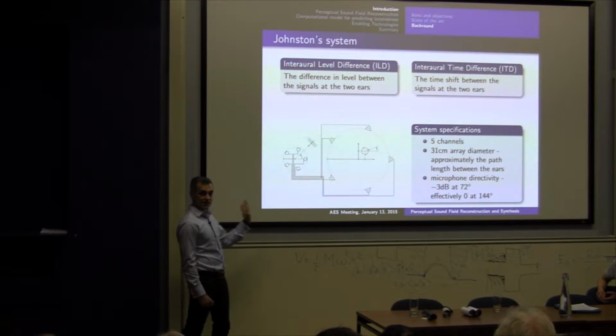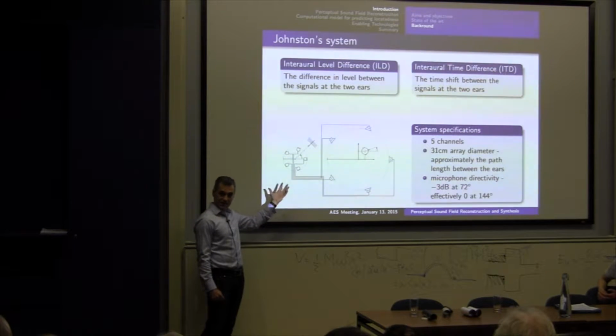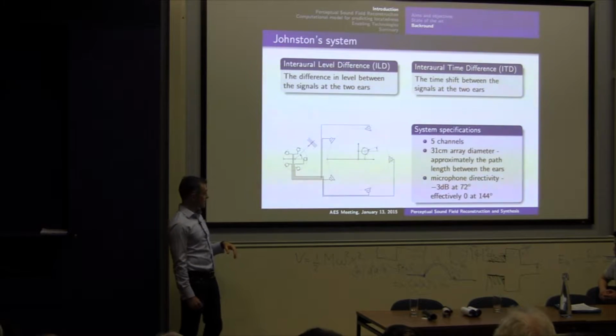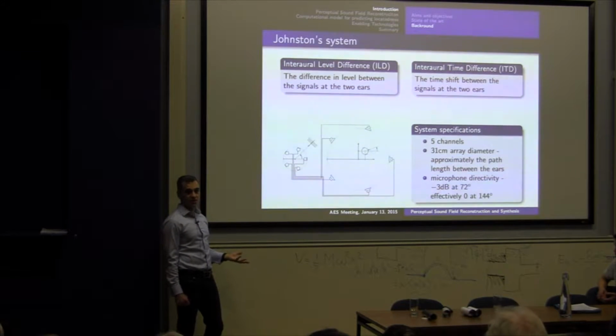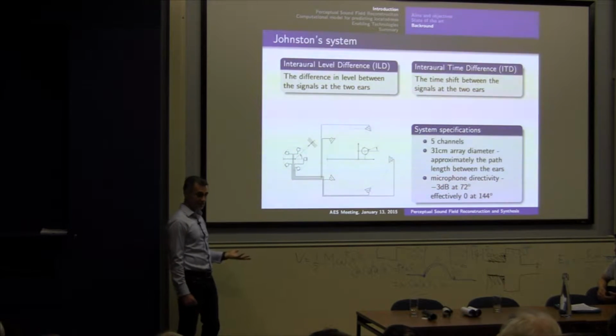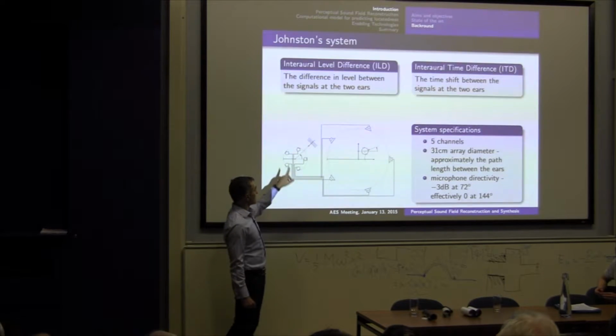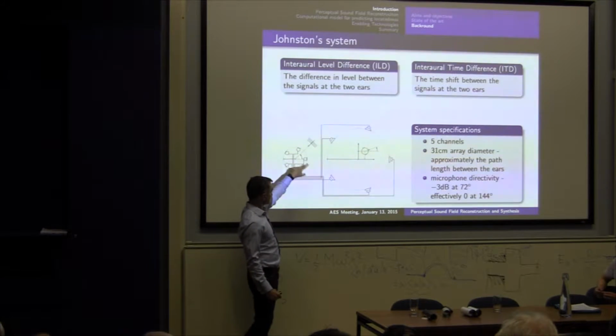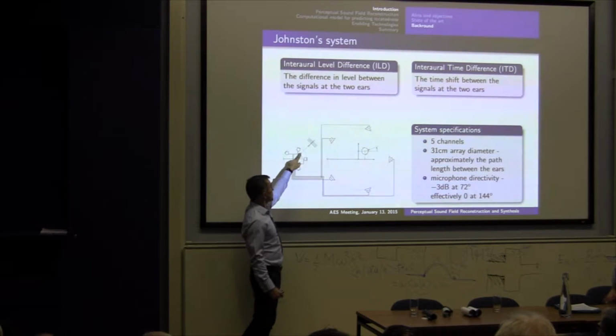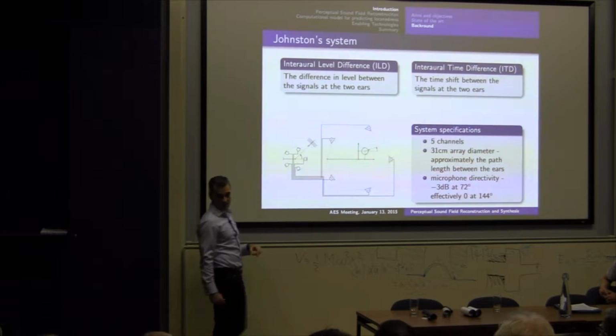And he said that that's going to be achieved if he used a microphone array which has a diameter of 31 centimeters. In order to capture interaural level differences, Johnston then proposes to use directive microphones, which would have 3 dB attenuation to adjacent microphones and basically infinite attenuation to the second adjacent microphones.